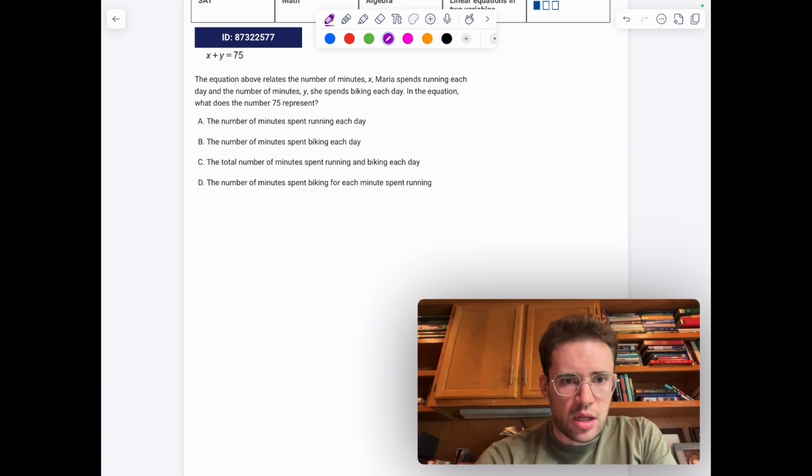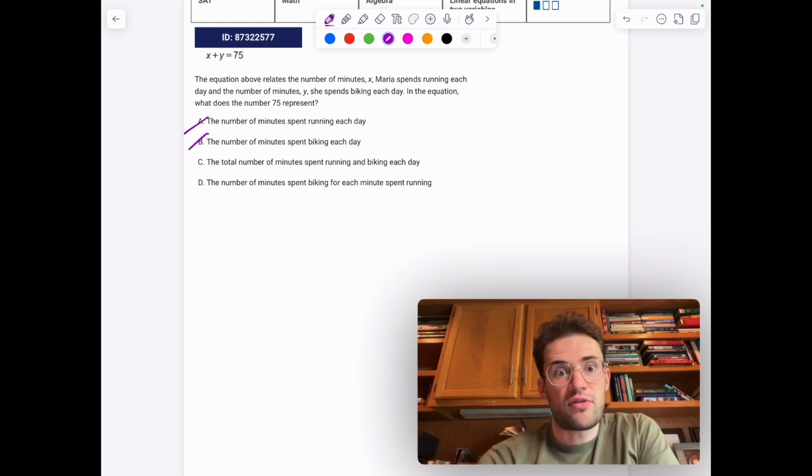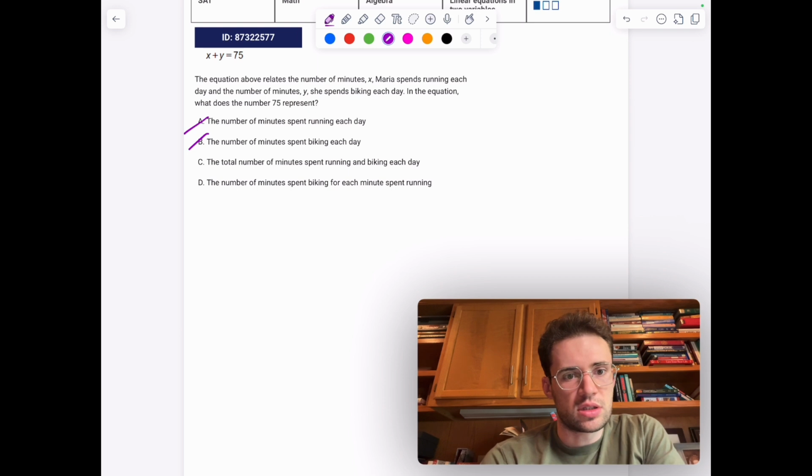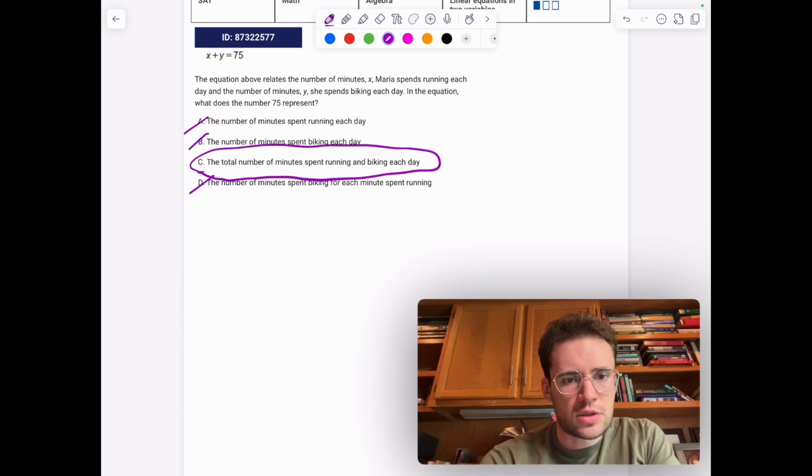So the number of minutes spent running each day, no. The number of minutes spent biking each day, no. That would only be if she was only doing one of those on that given day. The total number of minutes spent running and biking each day. The number of minutes spent biking for each minute spent running? No, that doesn't make any sense. So it's C. So the combined running and biking.